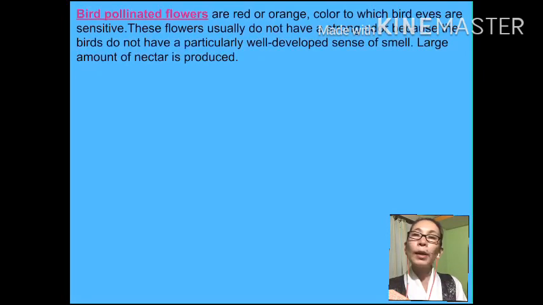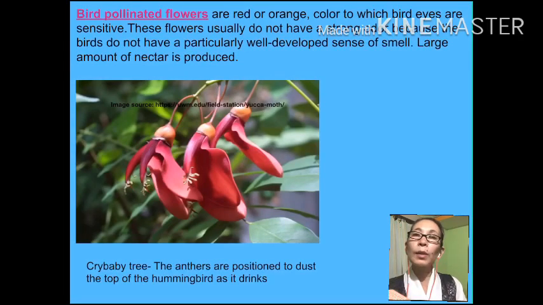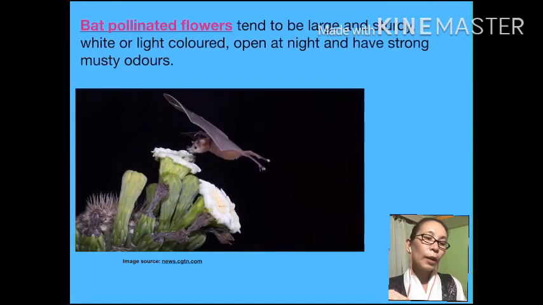Now looking into the bird-pollinated flowers, birds are commonly attracted to red or orange colored flowers. And these flowers do not have a strong scent, as the sense of smell in birds is underdeveloped. Yet the flowers need to produce large quantities of nectar, and this nectar is carried deep within the tubular corolla. And finally, flowers which are pollinated by bats are large, sturdy, and light colored. They also produce a strong musty odour in order to attract the bats.